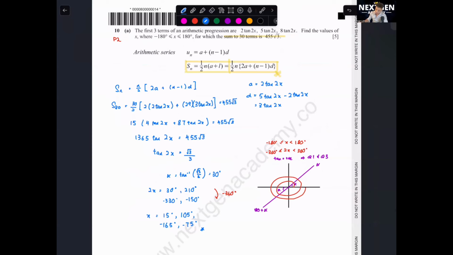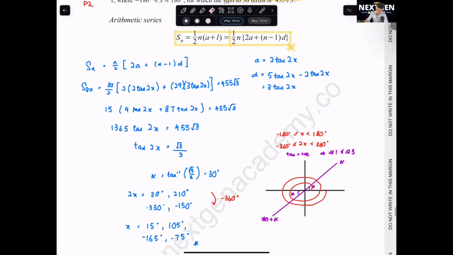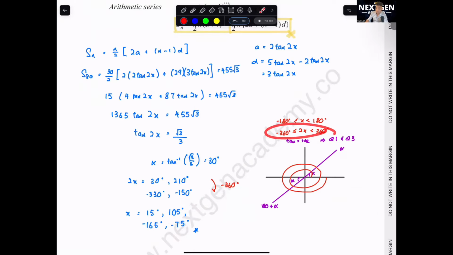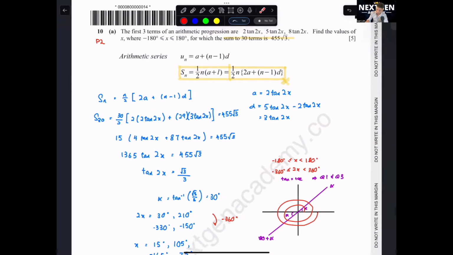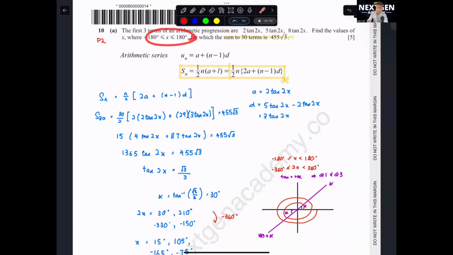Why minus 360? Because of this domain. See here? You want to solve for 2x. They give you the domain is from negative 180 to 180. Okay, so you have to consider from negative 360 all the way to 360 degrees first. All the way to 0 degrees first.